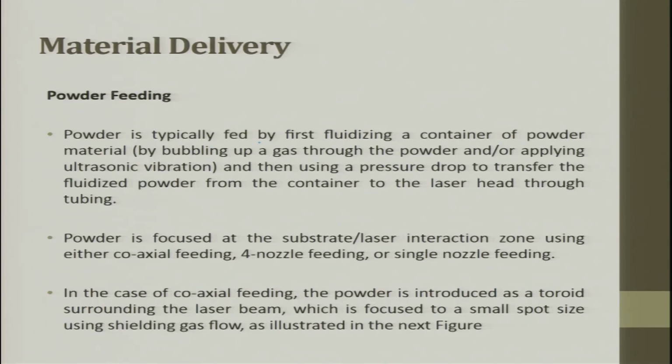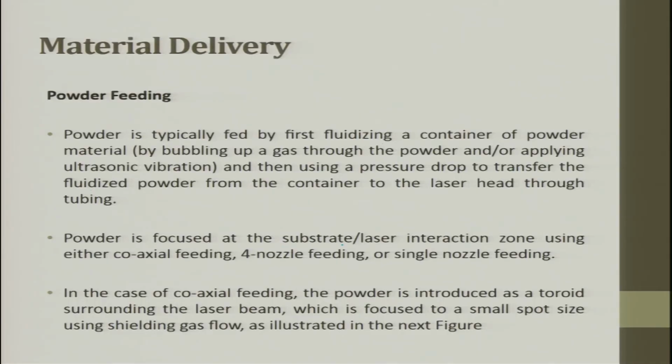The powder is typically fed by first fluidizing a container of powder material and then using a pressure drop to transfer the fluidized powder from the container to the laser head through the tubing. So, when you start flowing the powder, it is not necessary that the powder will keep flowing because of gravity. Here you have to create a pressure drop so that the powder flows properly and hits the liquid metal.